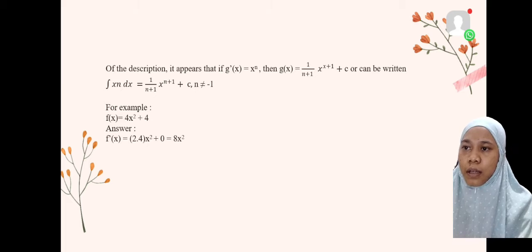For example, f(x) equals 4 to the power of x squared plus 4. Answer: f'(x) equals 2 multiplied by 4 multiplied by x squared plus 0 equals 8 x squared.